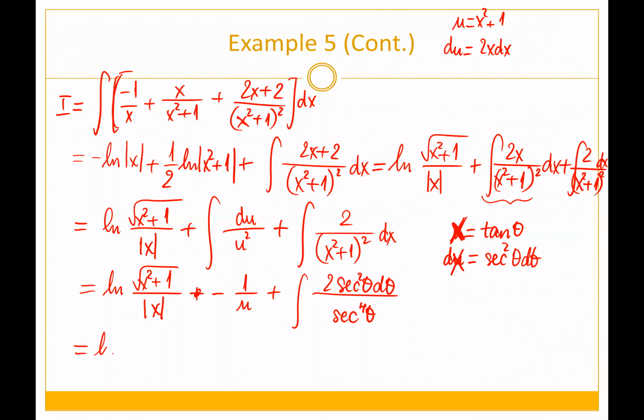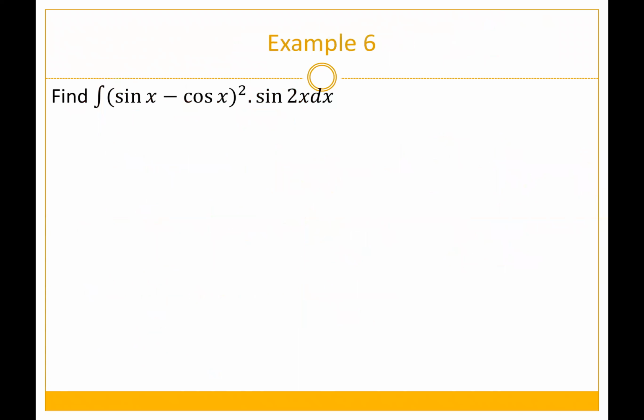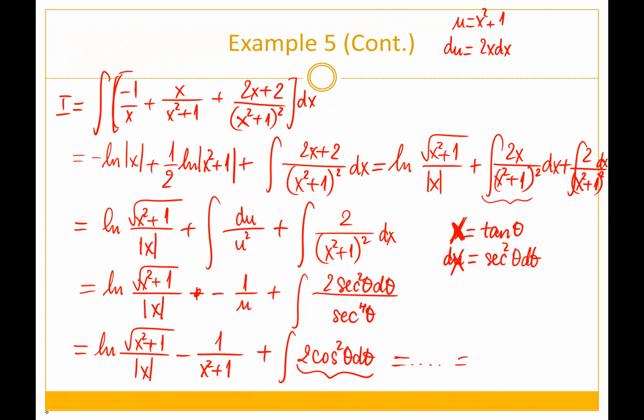So what we end up having is that ln square root of x squared plus 1 over absolute value of x minus 1 over u here is x squared plus 1 plus 2 over secant square. So you can rewrite as 2 cosine square theta d theta. And here we only need to use the double angle formula to solve the problem. I'm not going to proceed further because this should be easy for you. But for the final answer, after you get into the form of cosine 2 theta, you have to put it back into the form of x to make this answer valid.